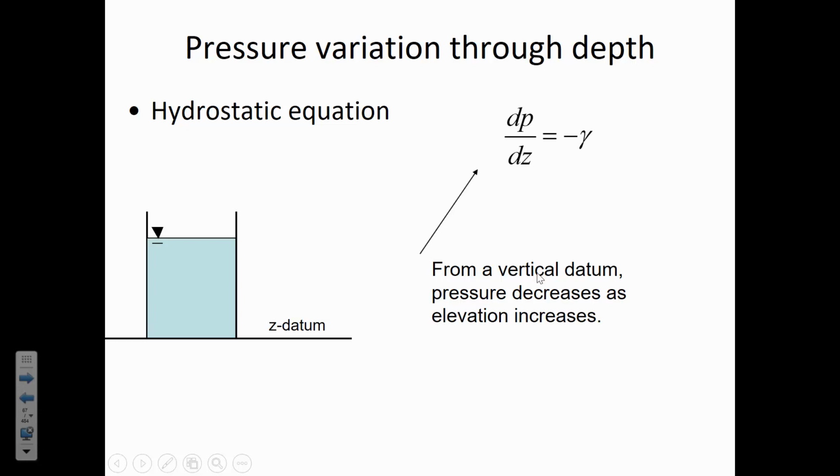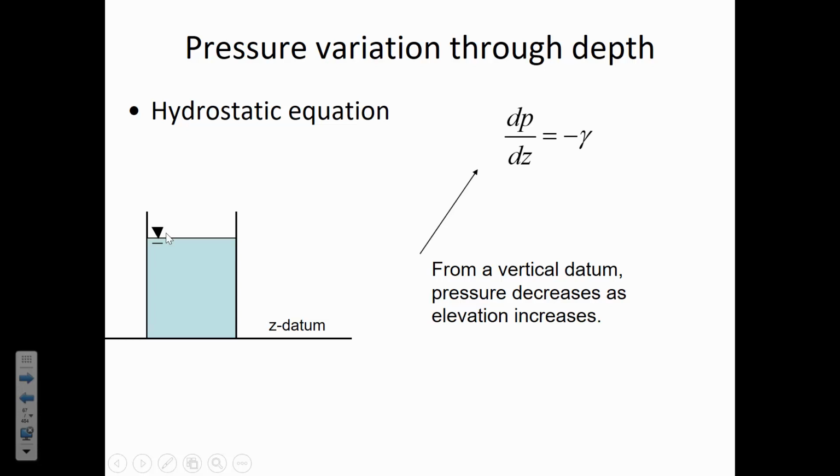So what this is saying is that if you go down 1 meter of depth, the pressure is going to increase by 9810 newtons per meter squared. And so this is a rate. The rate of pressure increase is equal to gamma. That's the hydrostatic equation. Now, a datum can be at the bottom of a tank. It could be at the liquid surface. The elevation datum can be anywhere.